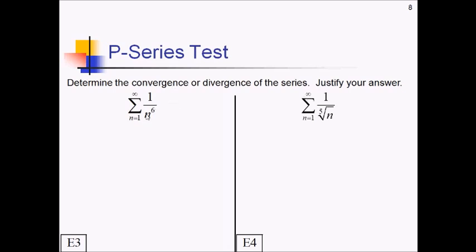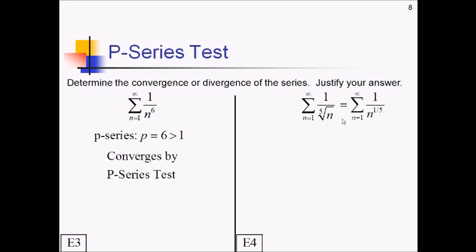All right, so on this first one, we recognize that we have a p-series with a p-value of 6. Since 6 is greater than 1, we can conclude that this converges by the p-series test. Wow, that was quick. Let's do this next one. I'm going to rewrite this to be 1 over n to the 1/5. And I see then that I have a p-value of 1/5 for a p-series. Since that's less than or equal to 1, we can say that this series is going to diverge by the p-series test.